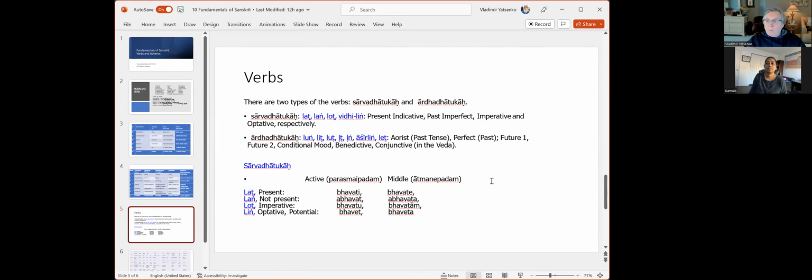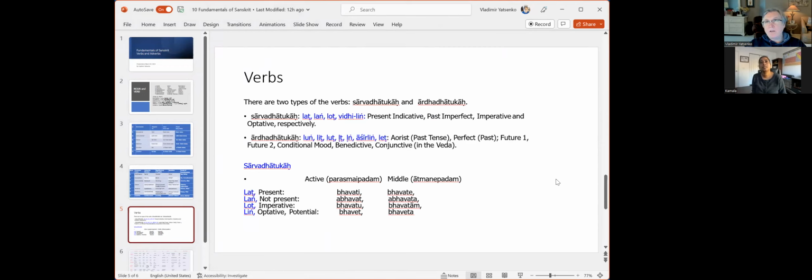So the verbs are of two kinds, yes? Sarvadhatukas and Ardhadhatukas, two big divisions made from pre-Paninian grammar. So before Panini. Panini is 500 BC, so all those grammarians who were before already had that division. So it says something very technical. That Sarvadhatukas are all the roots.